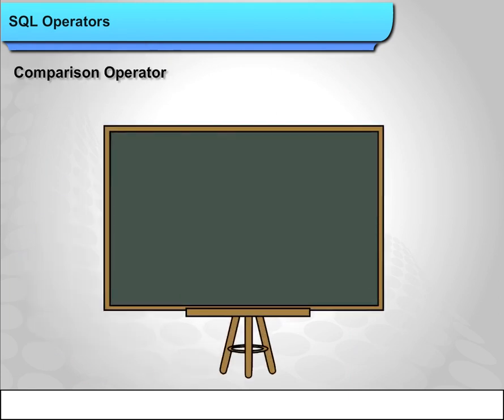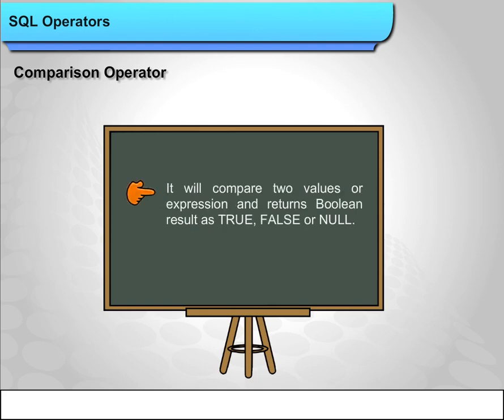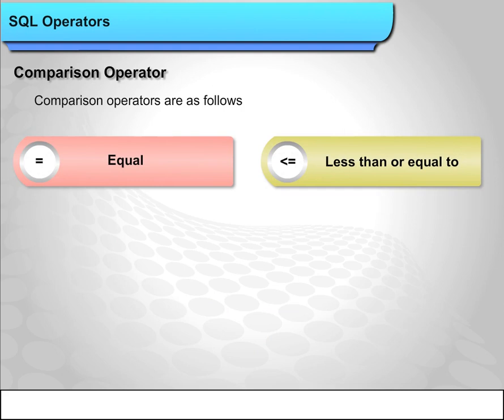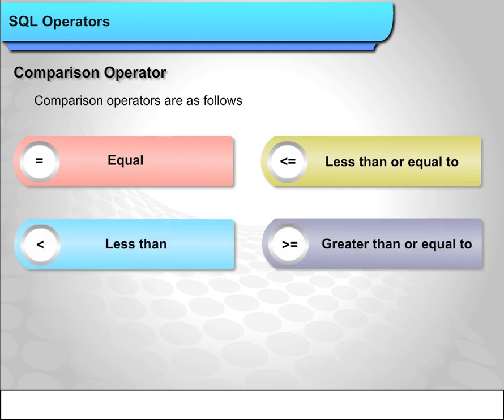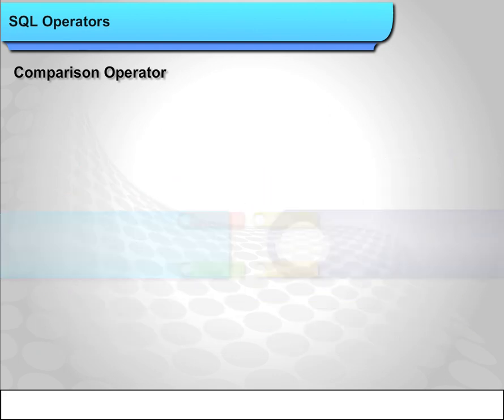Comparison operator. Comparison operator is used to compare one expression with another expression. It will compare two values or expressions and returns Boolean result as true, false or null. Comparison operators are as follows: equal, less than or equal to, less than, greater than or equal to, greater than, not equal to.